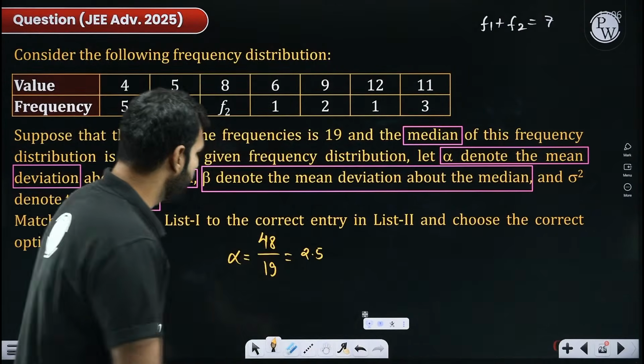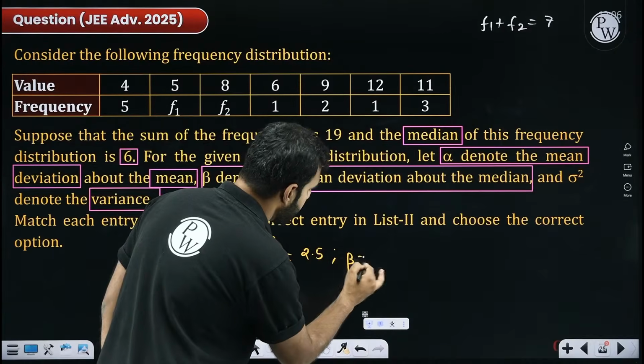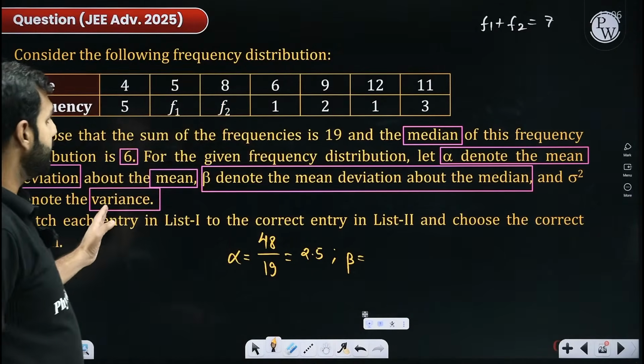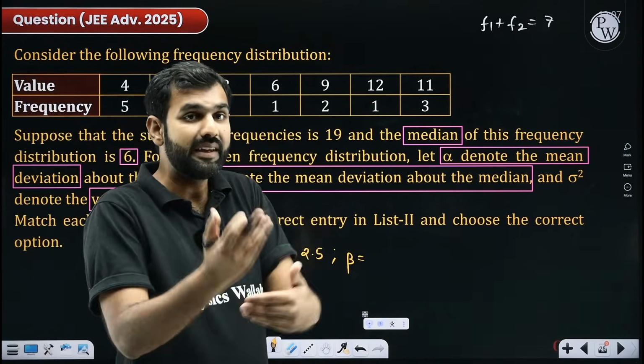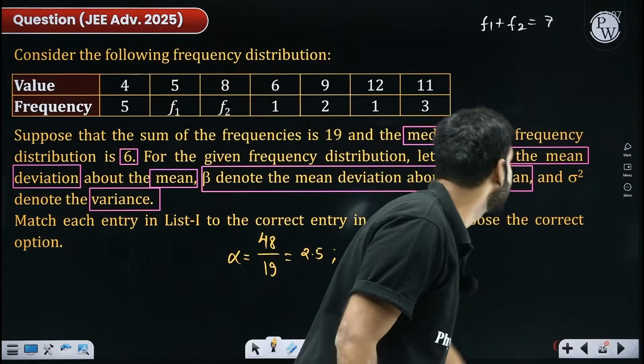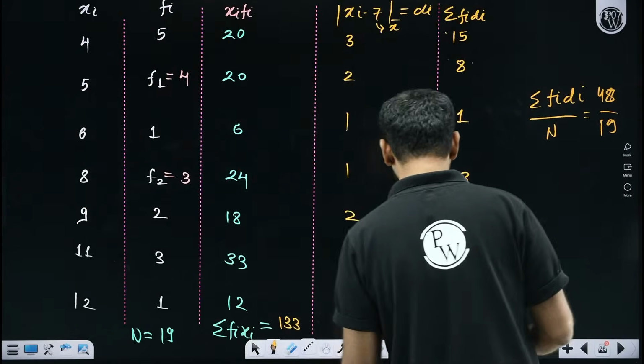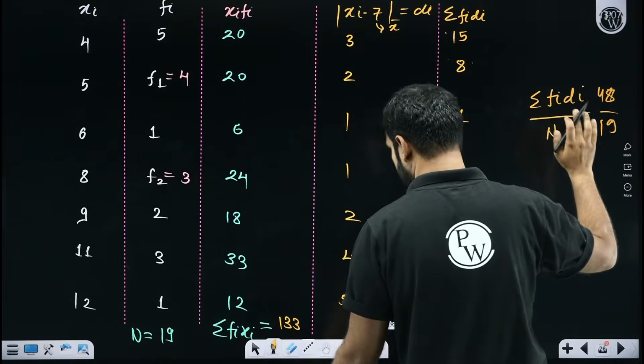Now from here, let's focus on beta. How do we find beta? Beta is going to be the mean deviation about the median. How do we find that? Let's focus on that. So let's say I am now introducing this part.